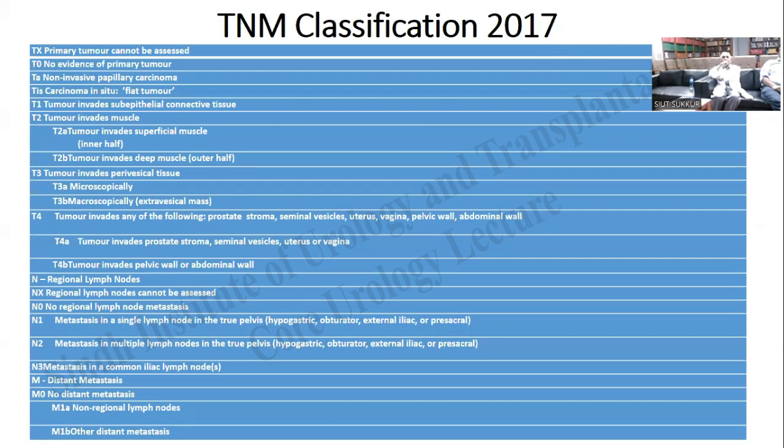Tumor size we have already mentioned, so we will discuss lymph nodes. N stands for regional lymph nodes. N0 is when there is no regional lymph node involvement, N1 is metastasis in a single lymph node in the true pelvis, that is hypogastric, obturator, external iliac or presacral. N2 involves metastasis in multiple lymph nodes in the true pelvis, and N3 is metastasis in common iliac lymph nodes. And M stands for distant metastasis. M0 means no distant metastasis, M1a is non-regional lymph nodes, and M1b is other distant metastases.